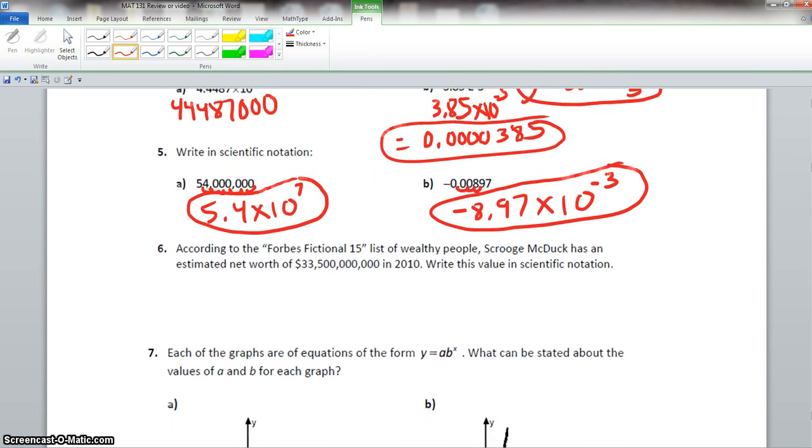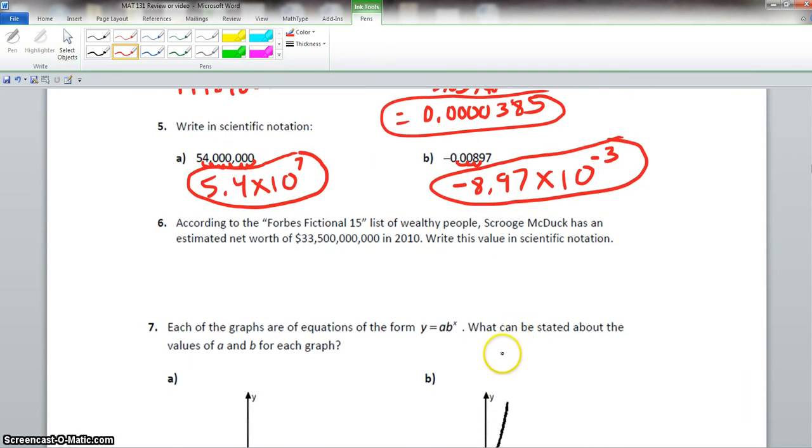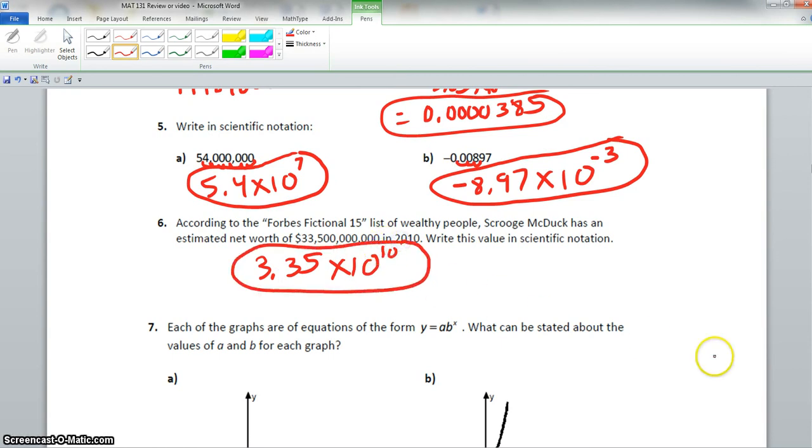Now we scroll down here to number 6. It says, according to the Forbes Fictional 15 list of wealthy people, Scrooge McDuck has an estimated net worth of $33,500,000,000 in 2010. Write the value in scientific notation. So we know the decimal is going to be on the end here. And we know we're going to have to move it 3, 6, 9, 10 places. So we had 3.35 times 10 to the 10th power. And that is our final answer.